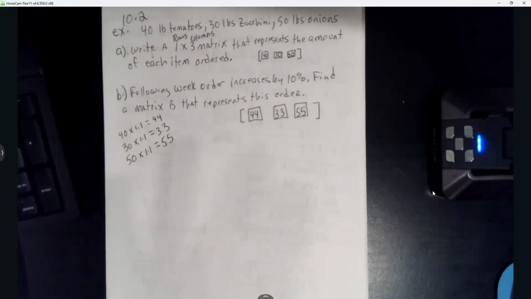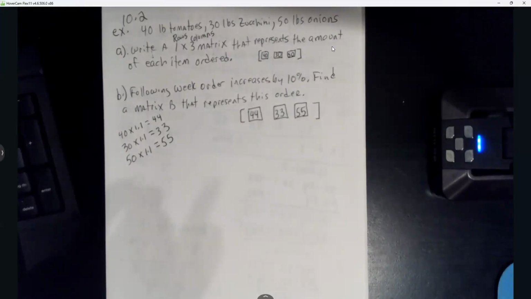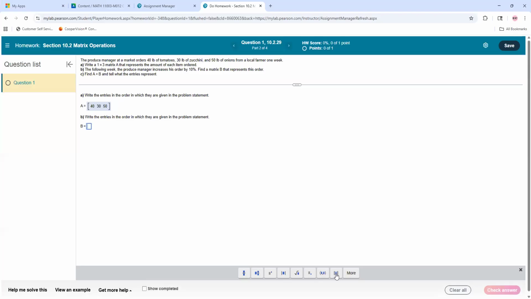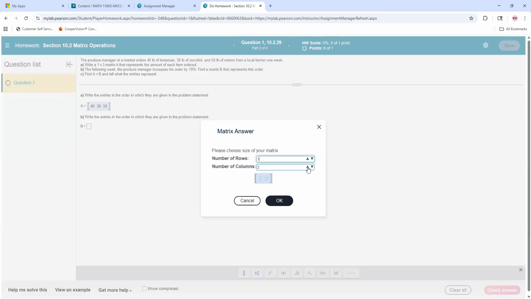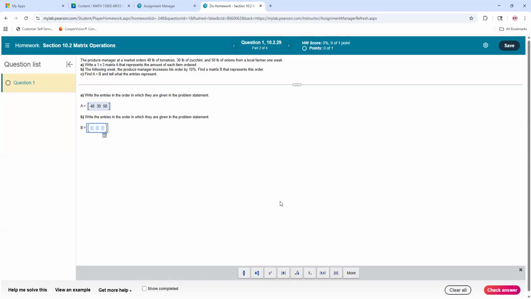All right, y'all. So there is our matrix B we can put in. So let's go to MathLab, put in that matrix B. Now remember, I'm going to come down here and get the matrix tool. I'm going to make that one row again, and then arrow up and make that 3 columns, and enter. So y'all, our amounts were 44, 33, 55. So we're going to check that answer.